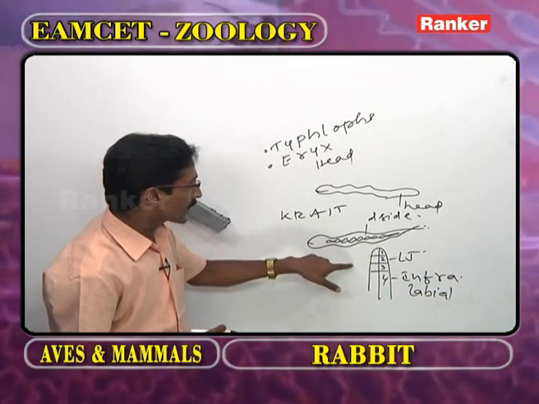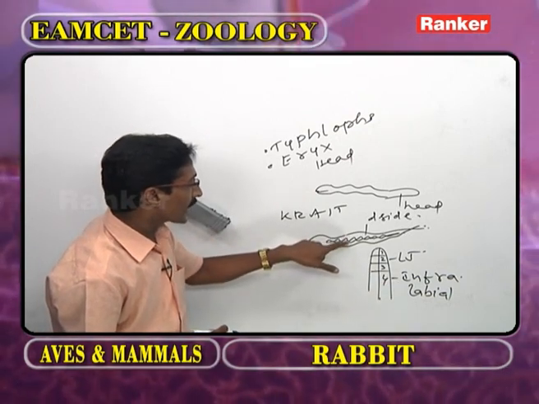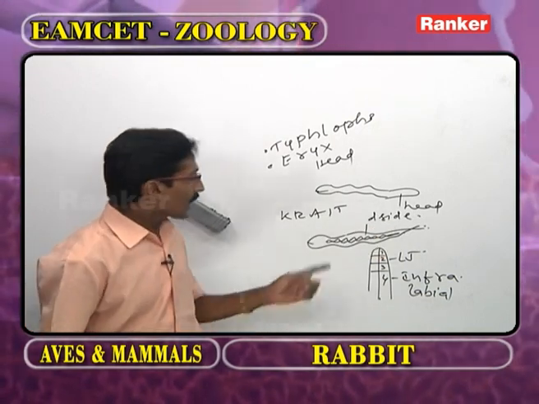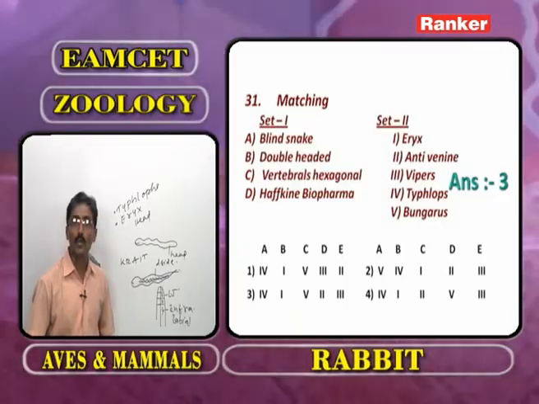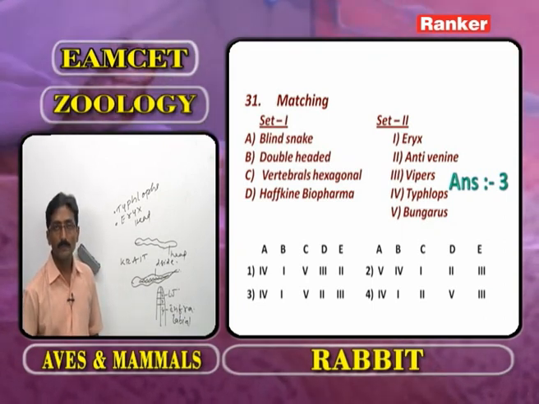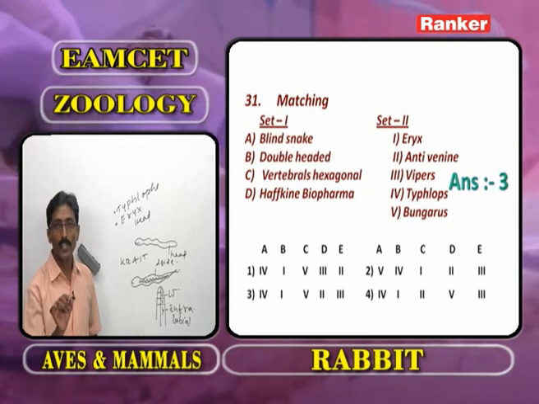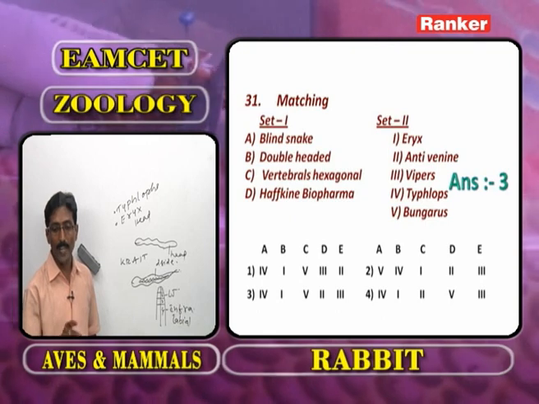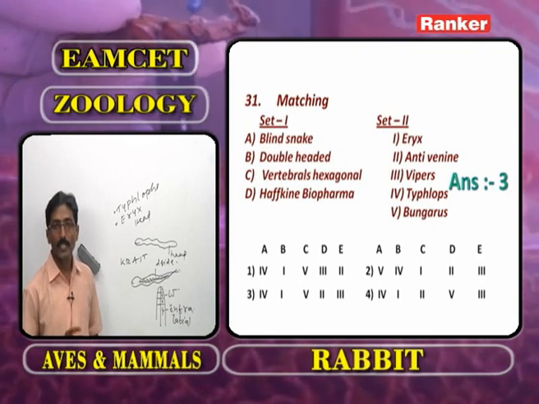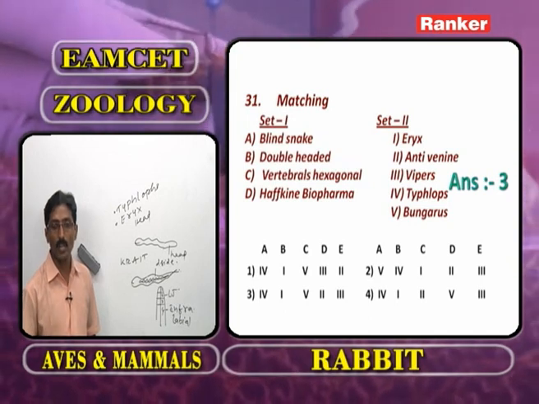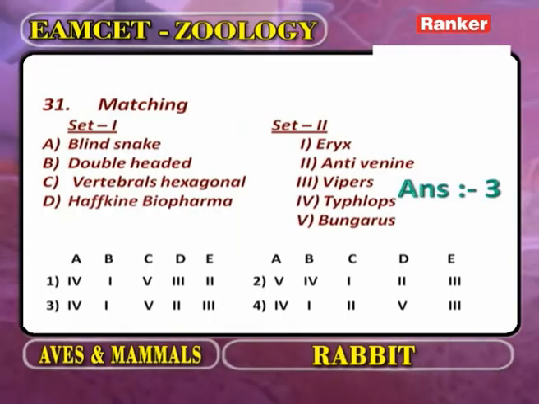Now, the last one is Haffkine Biopharma. It is located at Mumbai. These pharmaceuticals prepare antivenom. Now, blind snake is Typhlops, double-headed snake is Eryx johnii, vertebrals hexagonal is krait. In Telugu it is called Katla pamu. In Haffkine Biopharmaceuticals, they prepare anti-venom. Now we go for the next question.